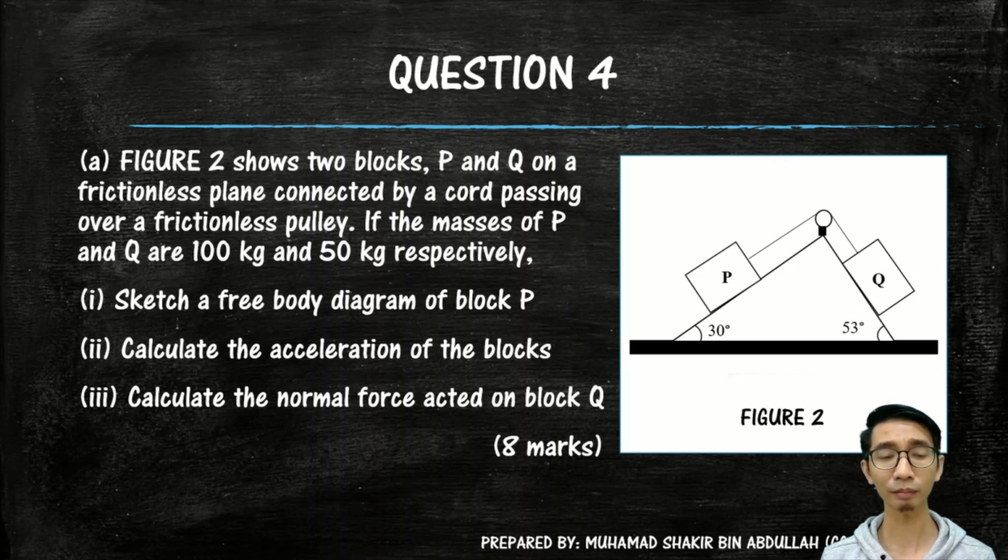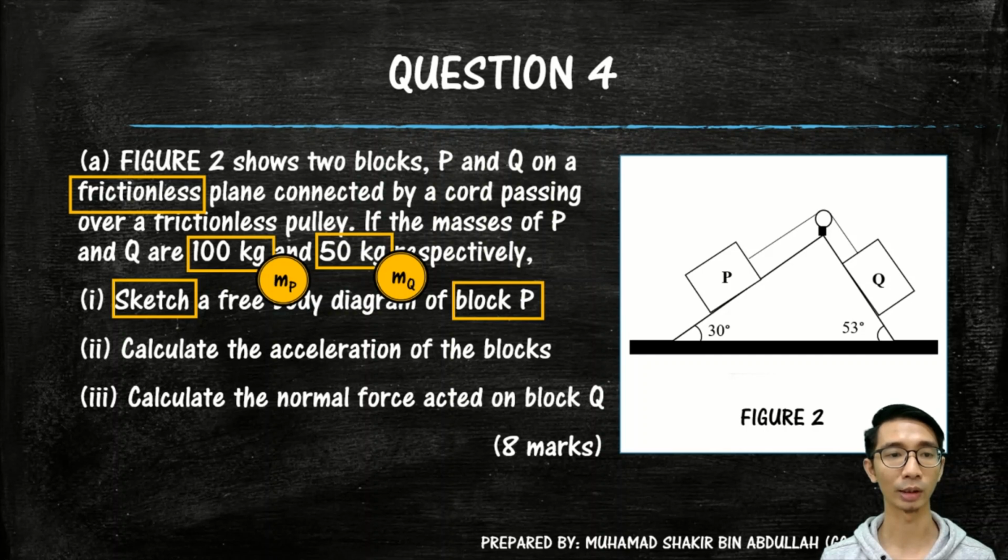Okay, so we look at the first question. The first question is asking us to sketch a free body diagram. So let us highlight all the keywords inside the question. Okay, frictionless. What does frictionless mean? This is chapter 4, and chapter 4 stands for forces. Question 4 is chapter 4 forces. So what is the state of frictionless?